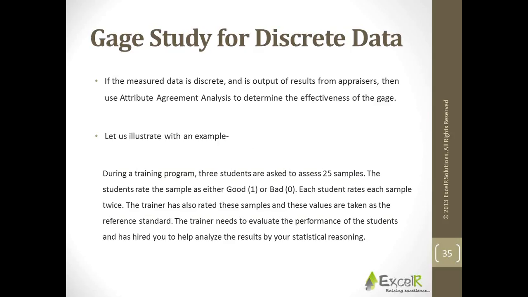All right. Attribute agreement analysis is something that we have already done. So here is the example. During a training program, 3 students are asked to assess 25 samples. The students rate the sample as either good or bad. Each student rates each sample twice. The trainer also has rated these samples and these values are taken as a reference standard. The trainer needs to evaluate the performance of the students and has hired you to help analyze the results by your statistical reasoning. So don't worry.